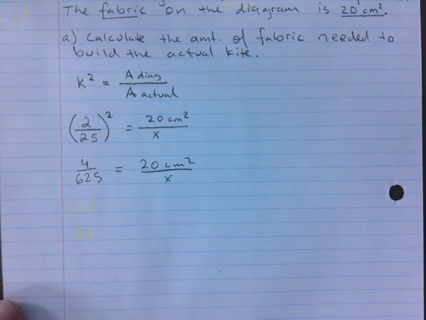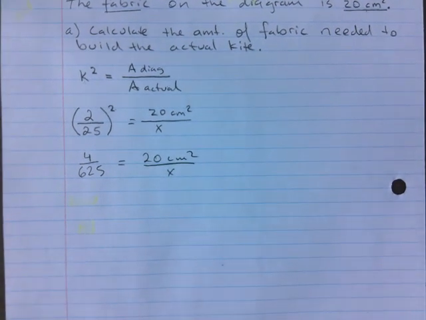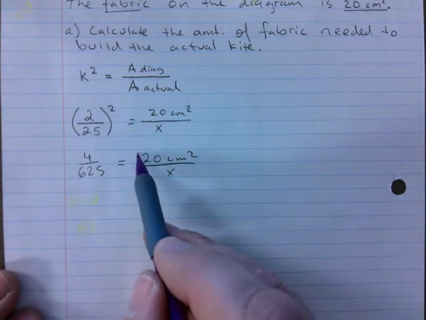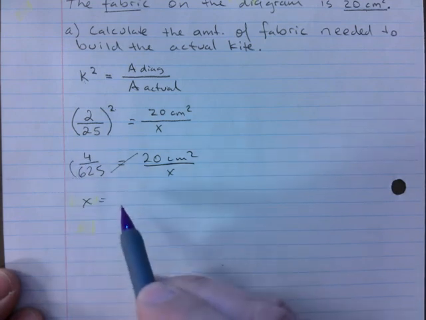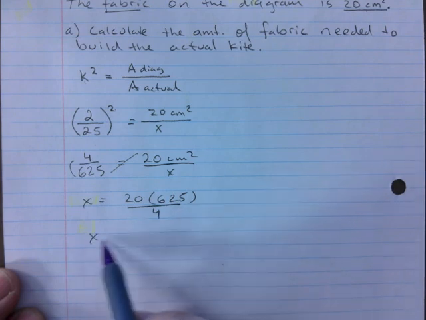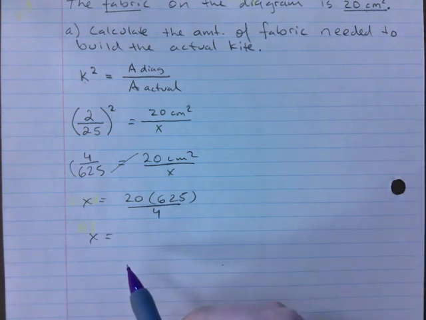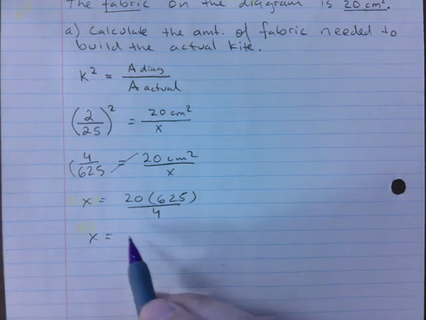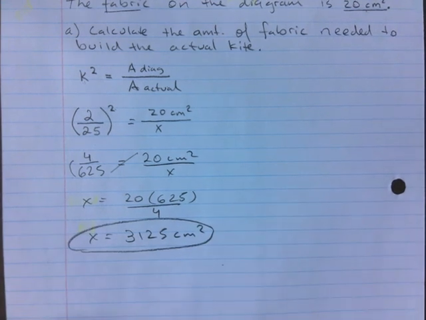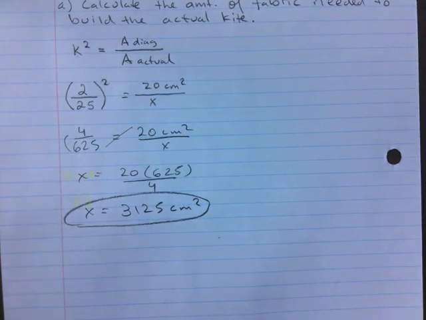So you set it up like that. It is the same setup as at the beginning except you have a squared because we're dealing with areas. Cross multiply and divide. That's 3,125 centimeters squared. That is the actual area. That's how much fabric you would need for the actual kite.